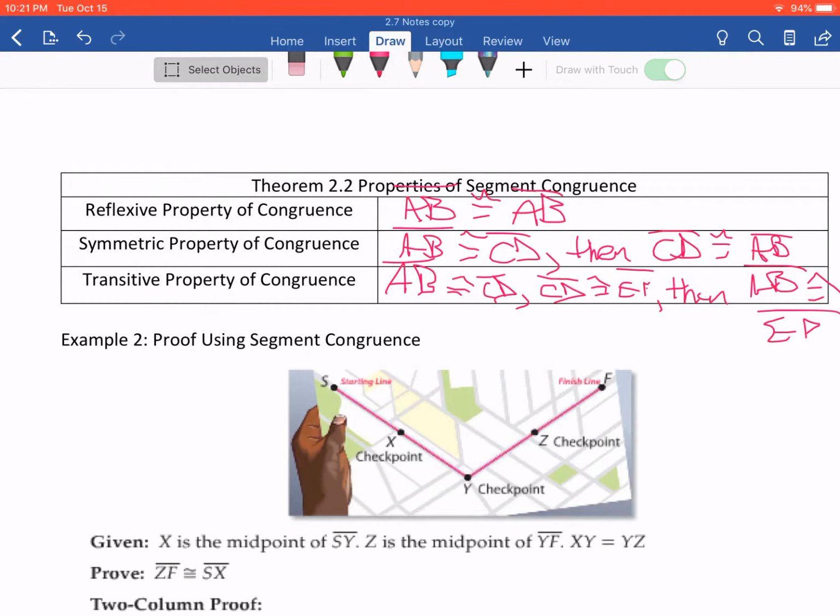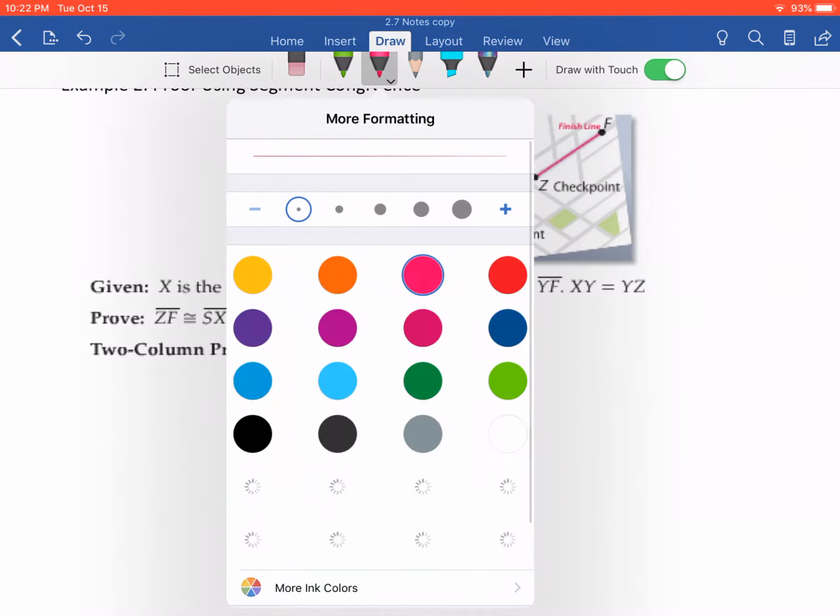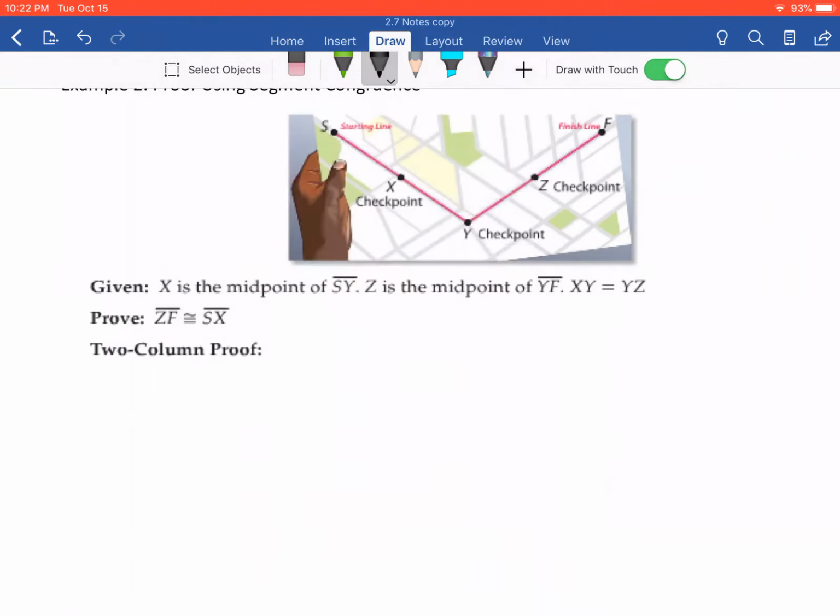Right. So now we're ready for our last example. It says X is the midpoint of SY and Z is the midpoint of YF, and XY is equal to YZ. So first let's draw it on our picture. We know that X is the midpoint of SY, so I know that SX has to be congruent to XY because it's the midpoint. I also know that YZ has to be congruent to ZF because Z is the midpoint. So those 2 distances must be congruent.